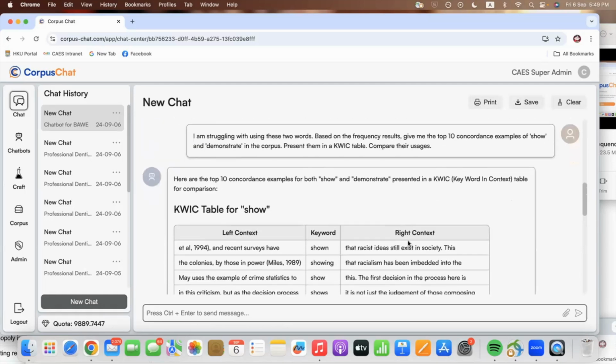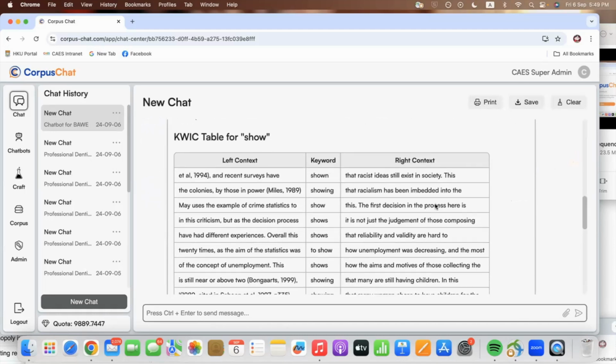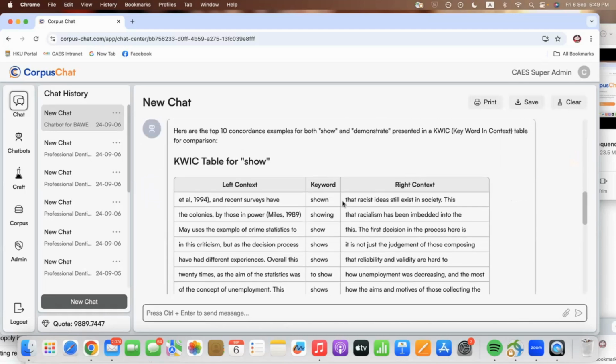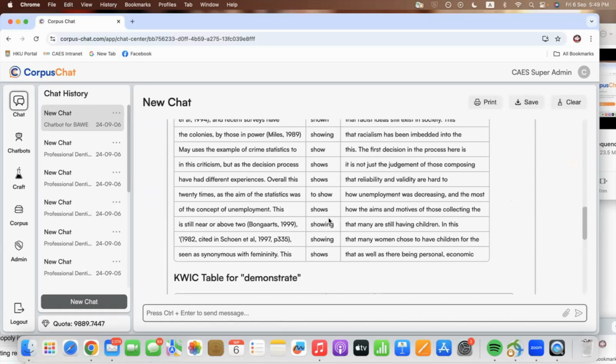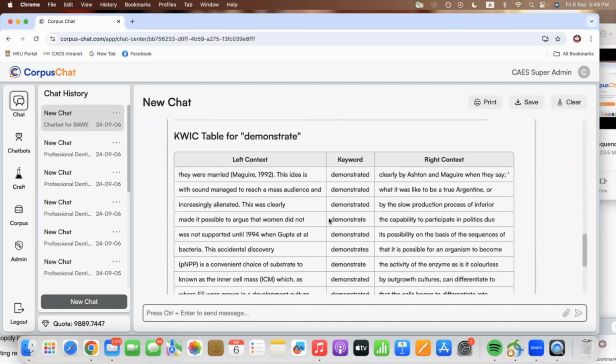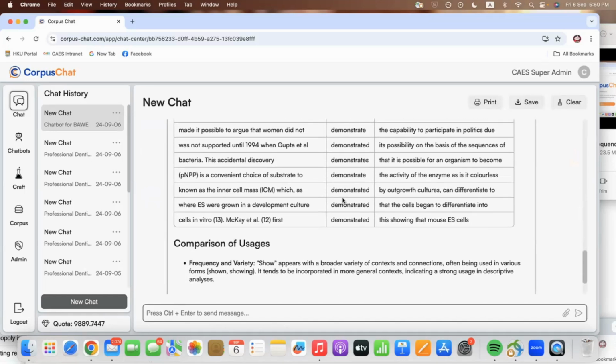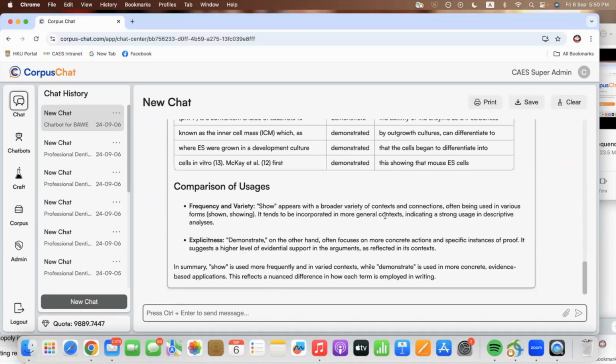Scroll up and then you will see here are the top 10 concordance examples and they're presented in keyword in context. Okay, and then you know it actually can be used in different verb forms: past participle form, present tense form, ing form, and also we have some other examples. Demonstrate, its ideas demonstrate, it was clearly demonstrate, quite a wide variety of usages. In terms of frequency, show appears to be more frequently used.